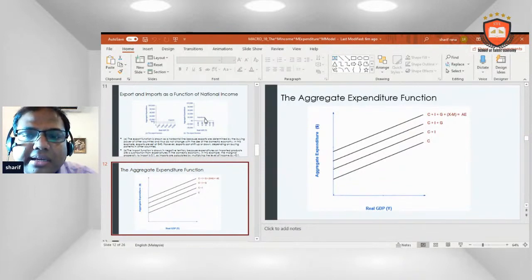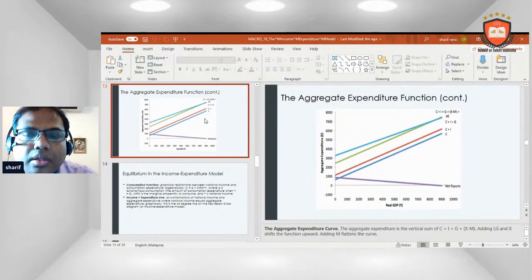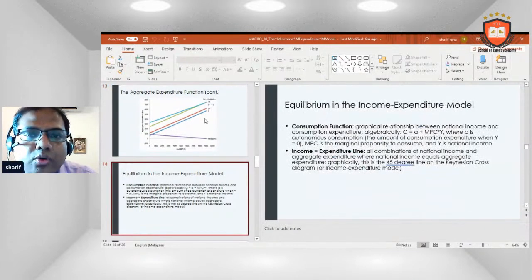The aggregate expenditure function. Here real GDP is Y and aggregate expenditure is on the vertical axis. The aggregate expenditure function is the model. Equilibrium in the income expenditure model.